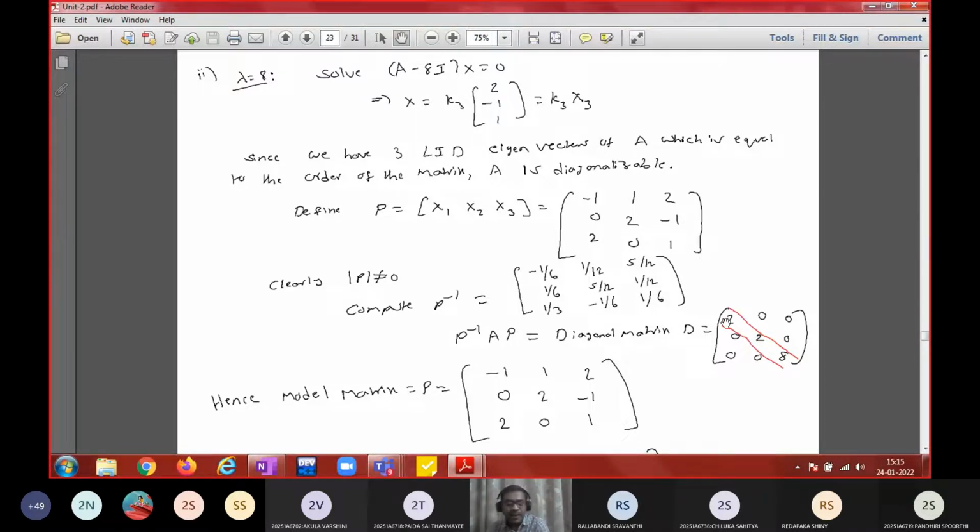And P is not unique. You can arrange these three vectors in any order that you want. You can write x3, x2, x1. If you write x3, x2, x1, x3 corresponds to 8, therefore the answer is going to be 8, 2, 2, like that. So how you arrange the vectors, correspondingly the eigenvalues also will form in that order. That means to say that the modal matrix is not unique.